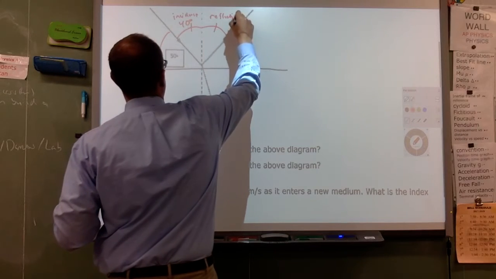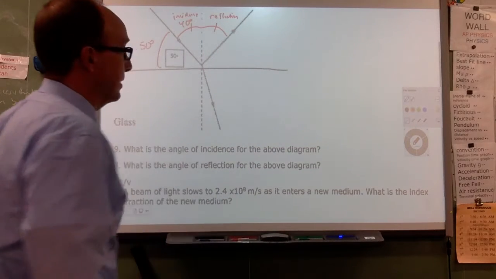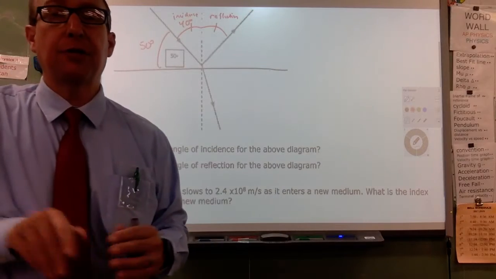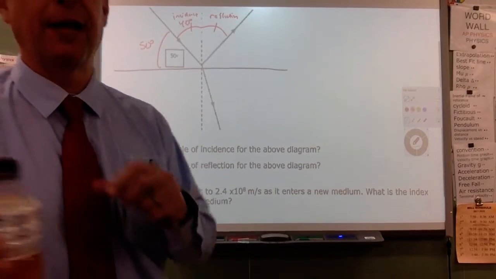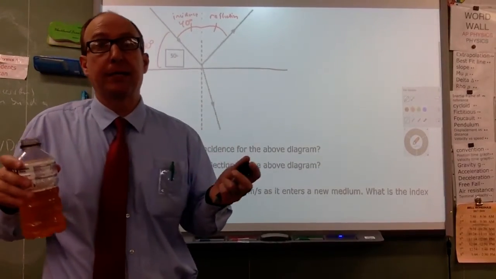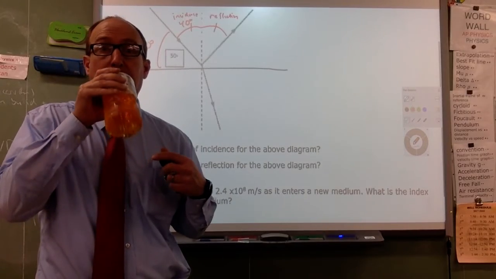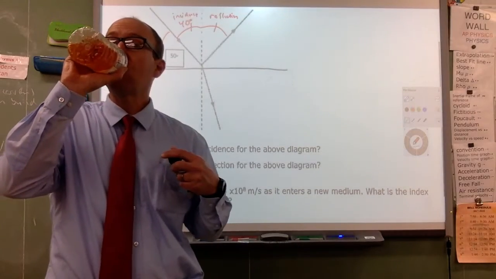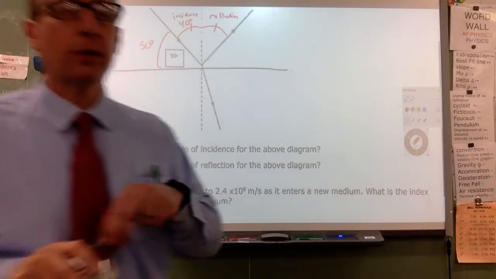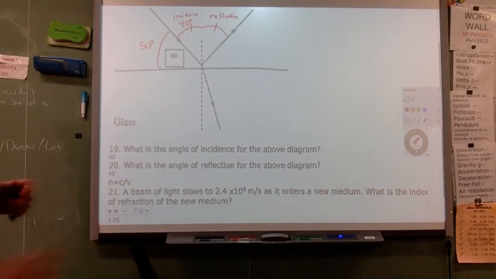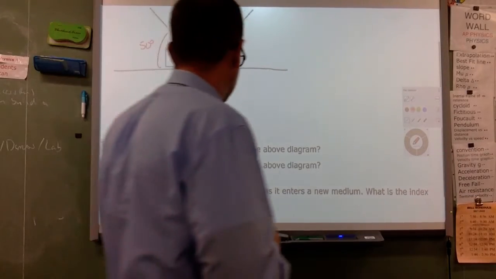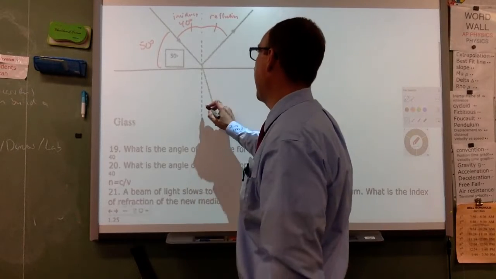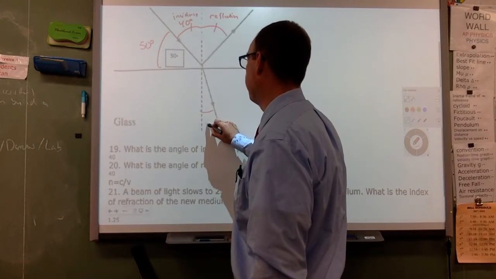Why? That's the rules. When things reflect at a plane surface, they follow the law of reflection, and it's going to be the same angle in as the angle out. Some of the light can be bent, and this would be the angle of refraction.